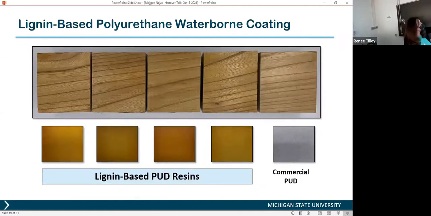When we applied the resin, the last one is a commercial PUD because it's colorless. On wood, you hardly can see the color change, but on metal, we can see the color change between the commercial polyurethane dispersion and other coatings. But for many applications, for example, inside-the-can coatings or many other industrial coatings, they don't really care about the color. Therefore, lignin would be a good candidate for those kinds of applications.